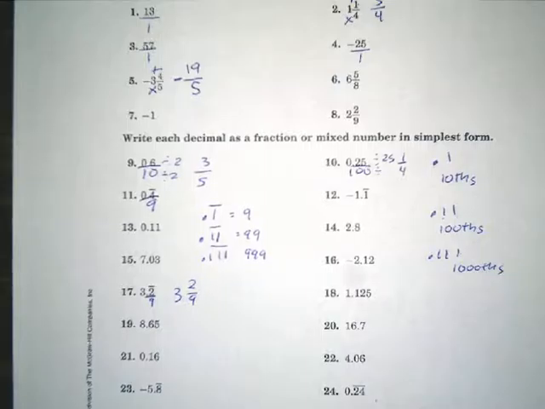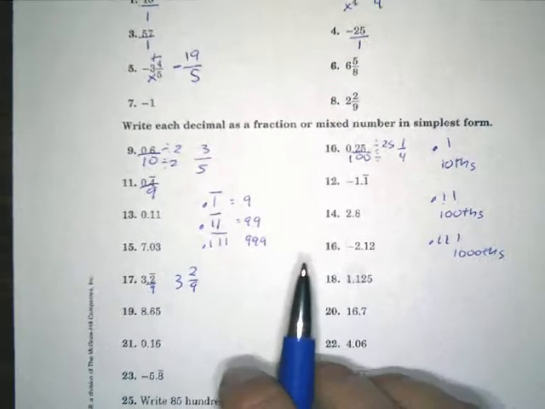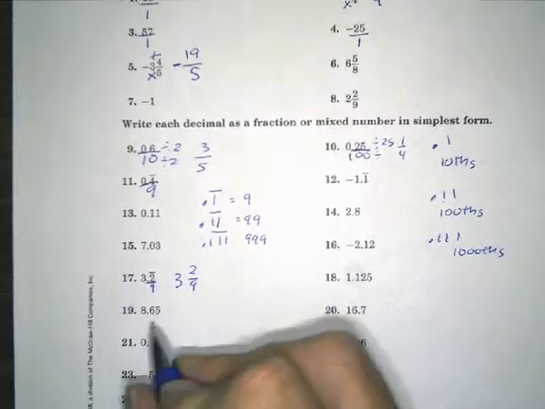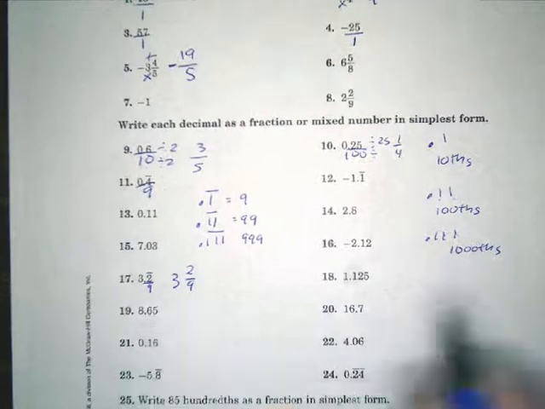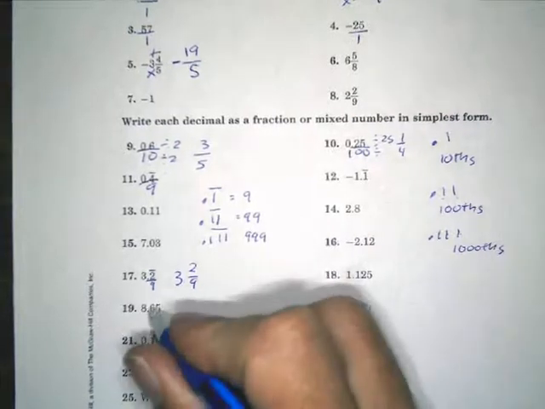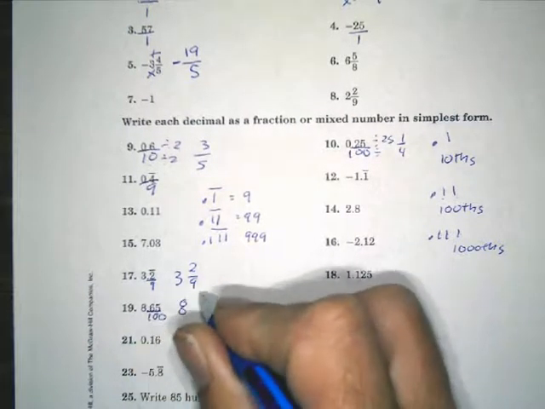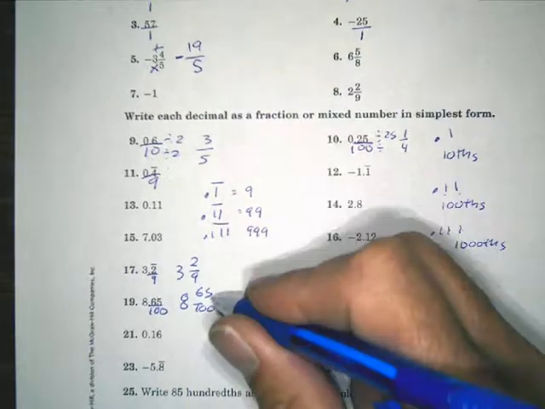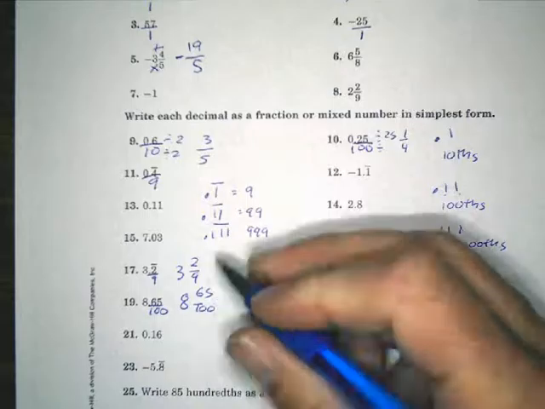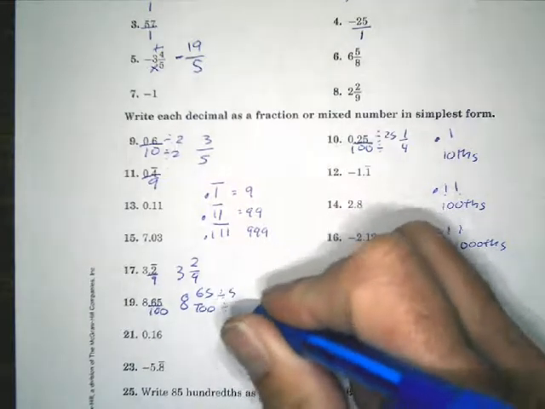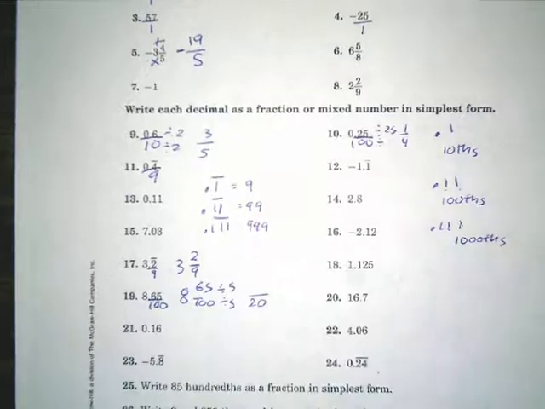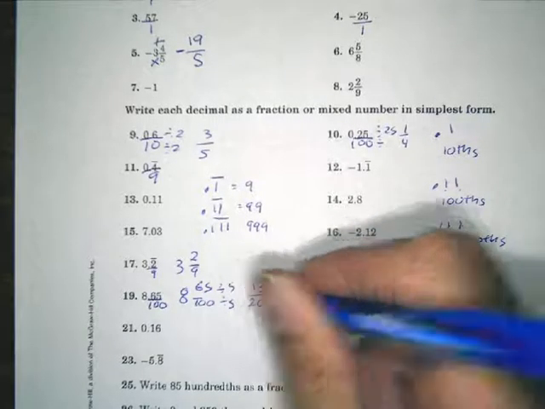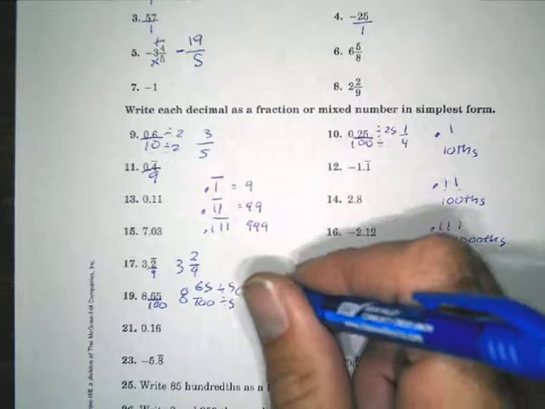If we look at number 19, we have two numbers behind the decimal. Two numbers, we're going to put it over 100. So we have 8 and 65 over 100. When we reduce this, we can divide by 5 because the ones column has a 0 and a 5. 100 divided by 5 is 20. If we take 65 divided by 5, we're going to get 13. And when we're reducing, make sure we bring our whole number back over, so our final answer will be 8 and 13/20.